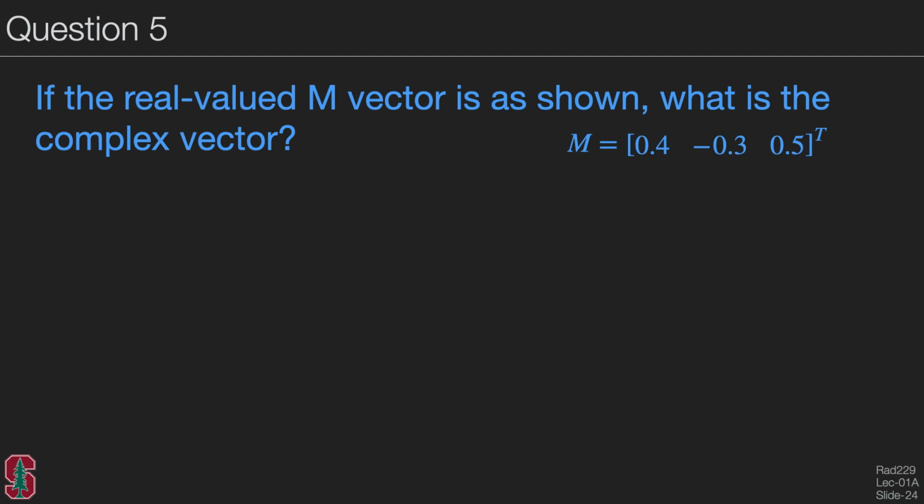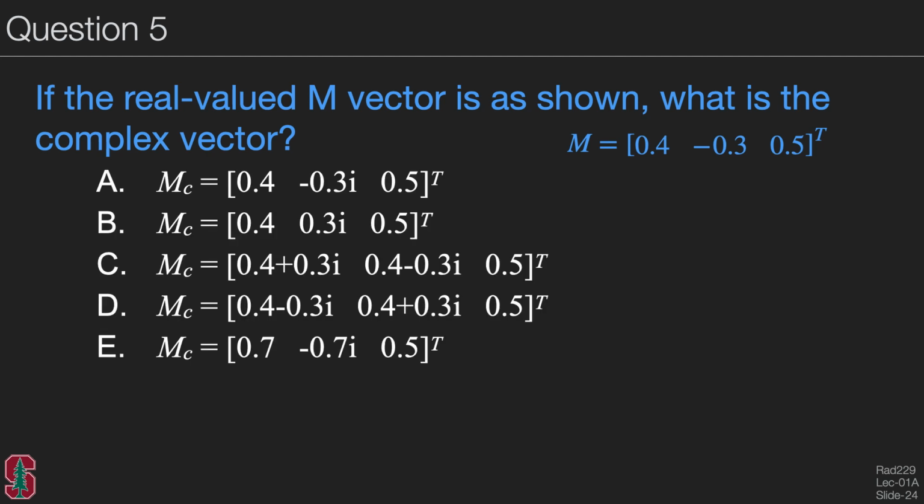So here's another question. If the real valued m vector is as shown, what is the complex vector? And notice we often write these vectors horizontally with a transpose operation. So here are your possible solutions. And here is the correct answer, D. This is simply seen by the fact that the first element of the complex representation is mx plus i times my. And in this case, my is negative, so answer D is correct.